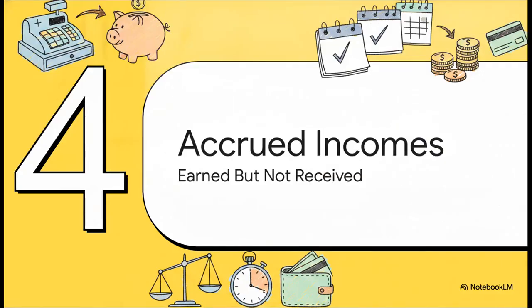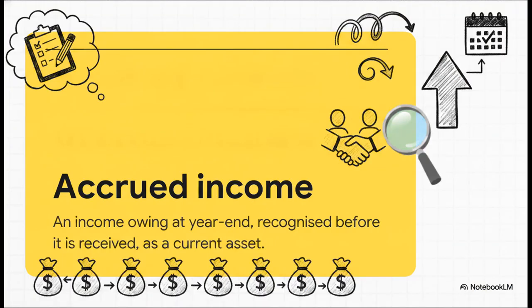Let's look at the other side of the coin in Section 4, accrued incomes. So, the matching principle applies just as strictly to income as it does to expenses. An accrued income is recognized before receipt. Because a tenant or a customer owes you this money for services you've already provided this year, it represents a current asset that we absolutely must count right now. If we don't, we are artificially understating our profits.